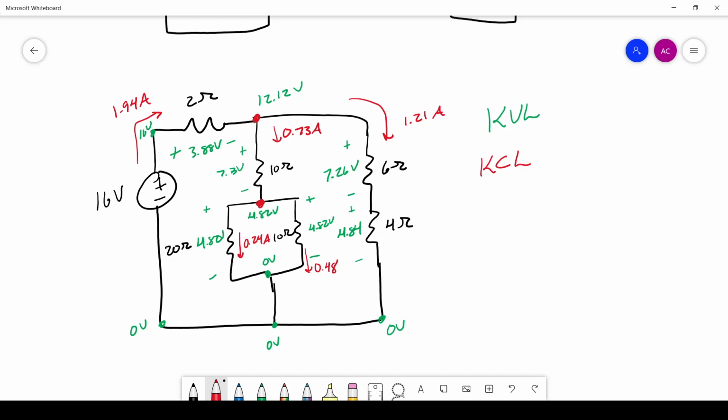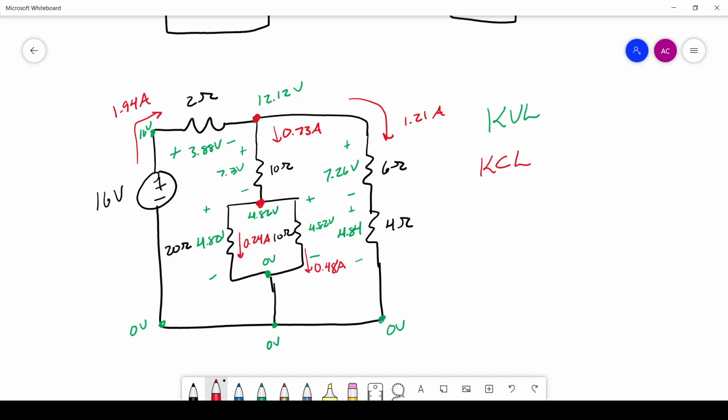At that node, we have 0.73 amps in, 0.24 amps out, and 0.48 amps out. So 0.24 plus 0.48 gives us 0.72. So we have 0.72 amps coming out and 0.73 amps coming in. Now, if you were doing this for an exam or anything like that, yes, by all means, carry out as many decimal places as you want to. But since I wanted to keep this simple and I didn't want to have to write out so many different decimal places, I had to do some rounding. So this is a rounding error, but KCL is satisfied for this node.